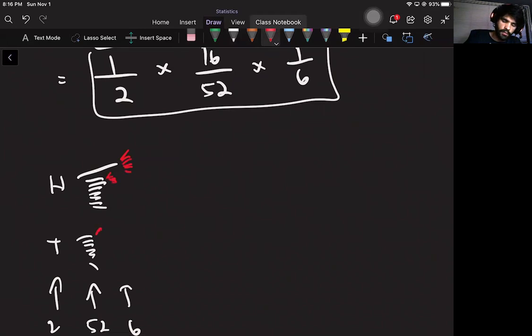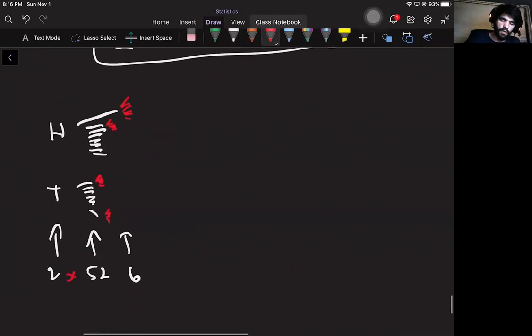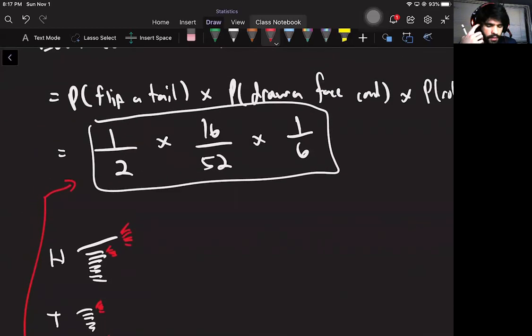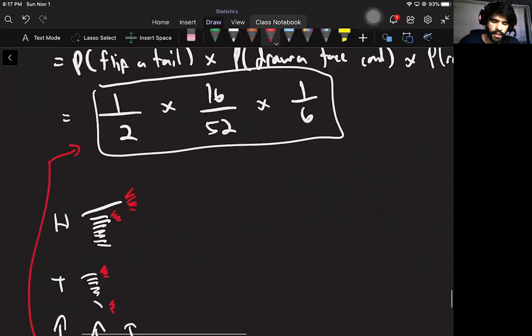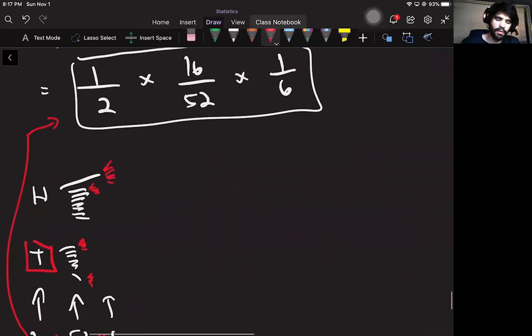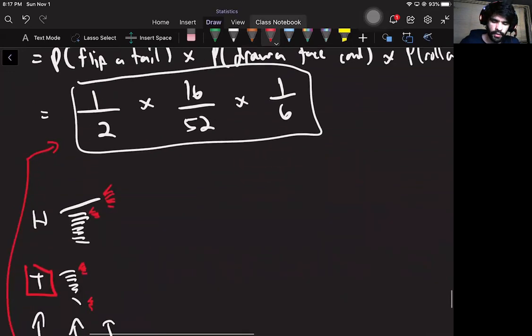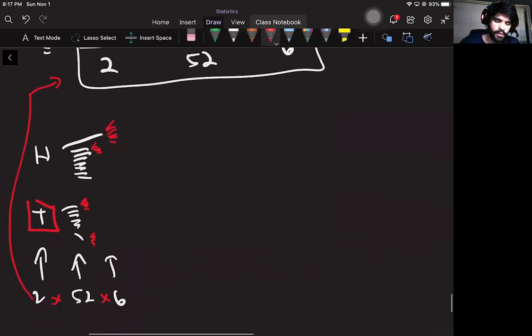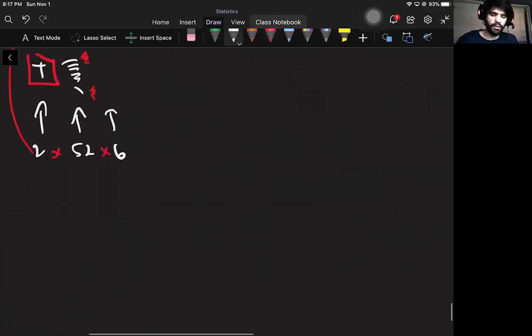But I don't want to do that because it's going to take forever. The total number of branches will be 2 times 52 times 6, which is, again, the bottom number of the probability. And then the number of branches that actually have a tail, a face card, and a 3, there would be 16 of those branches if you actually drew the entire thing. Okay, well, we're not going to do that because it's a big giant tree.